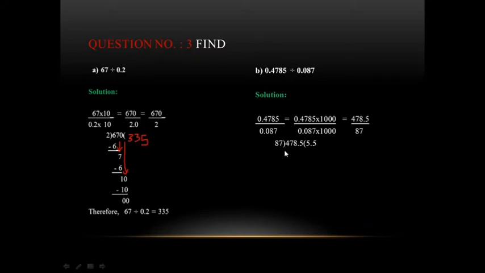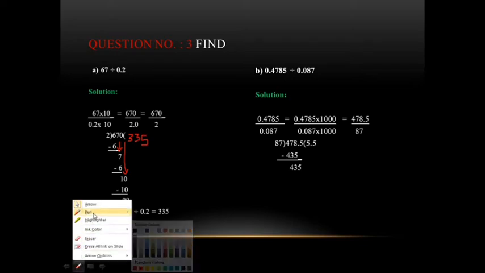So that is 87 divided by 478.5. Then here first it is given 478, and 87 into 5 will be 435. So here 87 into 5 is equal to 435. Then 478 minus 435 is equal to 43. Here 8 minus 5 will be 3, and 7 minus 3 will be 4, and 4 minus 4 will be 0.